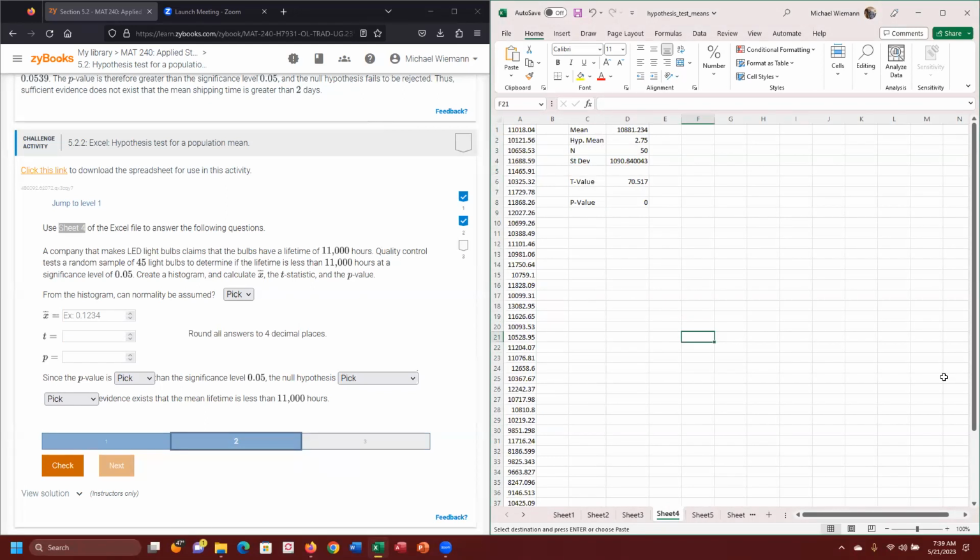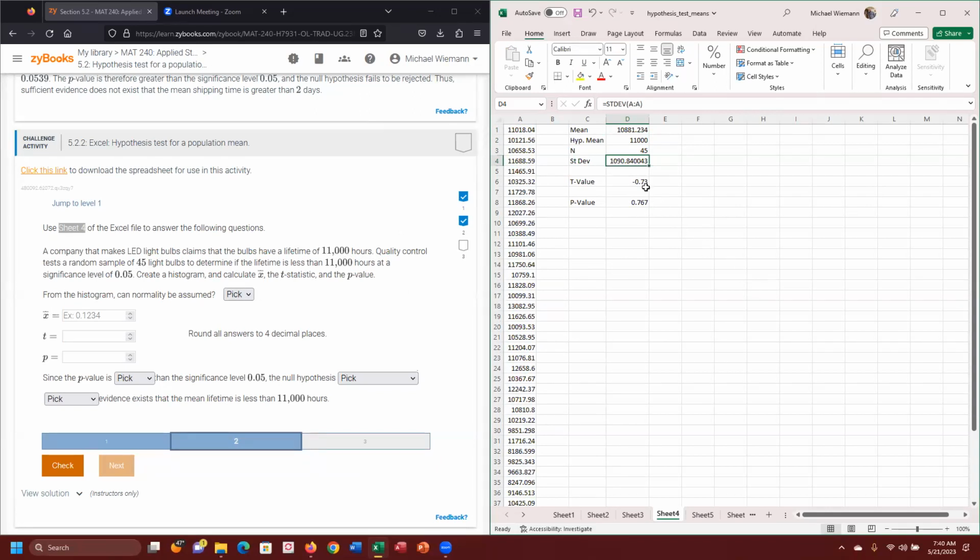All right, now there are some changes that we have to do in this instance. The mean, if you notice, was already calculated, so I don't have to change anything there. The hypothesized mean is going to be off of what they gave you inside the problem. That does need to be changed to 11,000. The sample size they told you inside the problem is 45, so we're going to change that. And the standard deviation is already being calculated off of that particular cell right there.